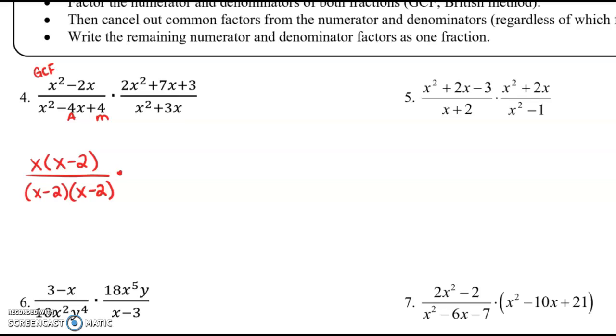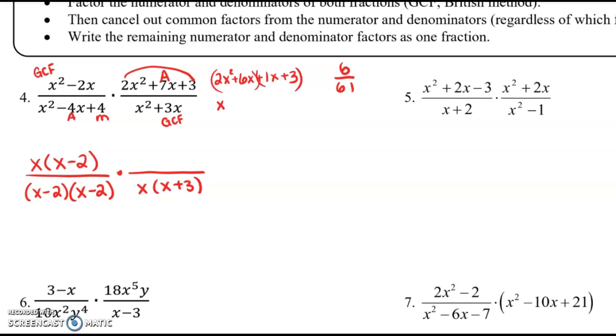For my second fraction, I'm going to start with the denominator because that's an easier one. That's a GCF. Pull out an x, leaves me with x plus 3. Then my numerator is a British method. 2 times 3 gives me 6, so I need two numbers that multiply to 6 and add to 7: 6 and 1. So 2x squared plus 6x plus 1x plus 3. Factor by grouping. Pull out a 2x, leaves me with x plus 3. Pull out a positive 1, leaves me with x plus 3. So that gives me x plus 3 and 2x plus 1. I can put that over in my numerator.